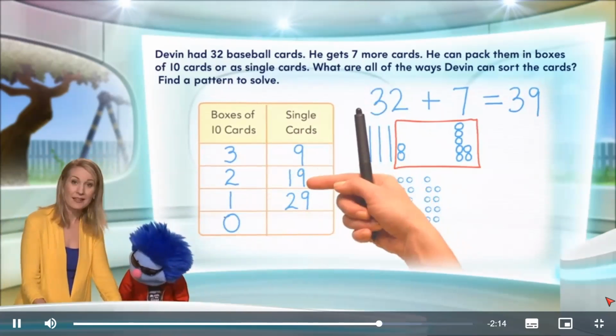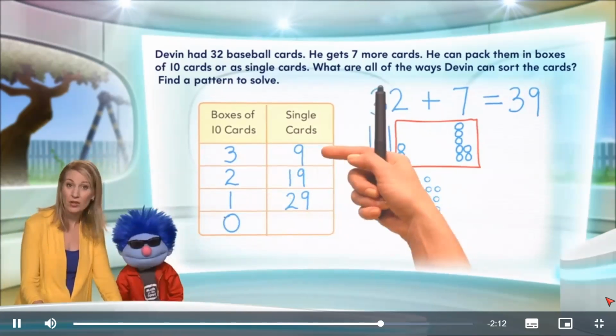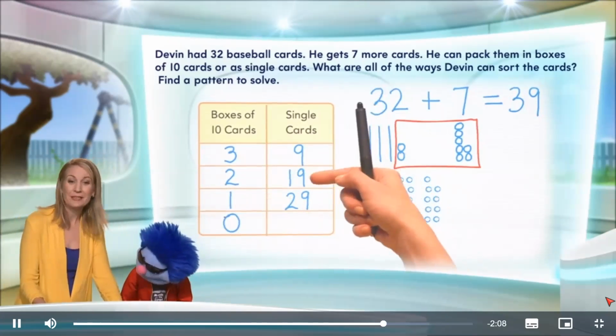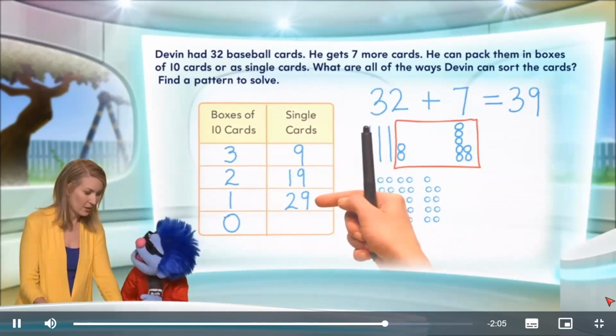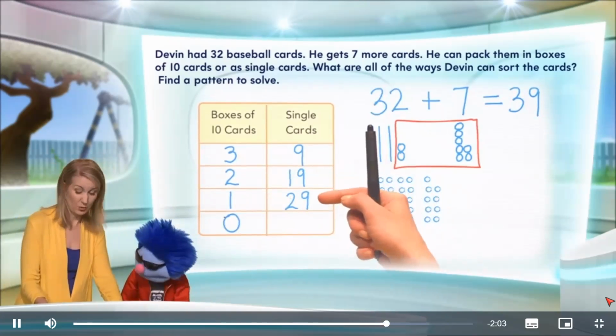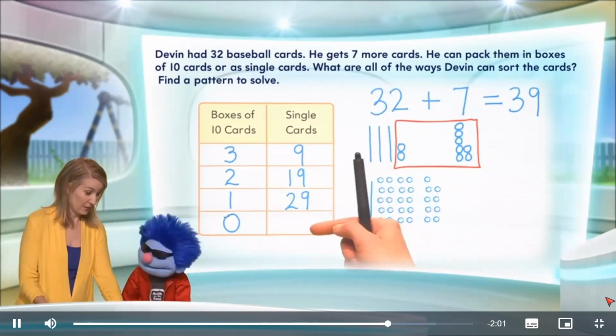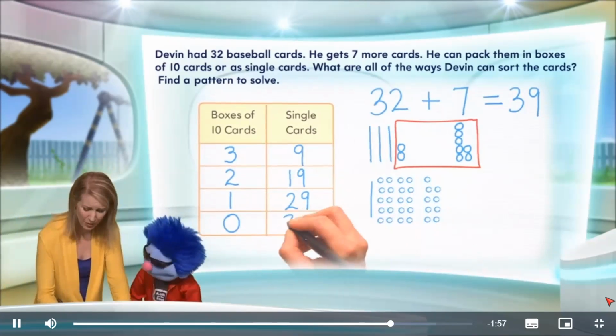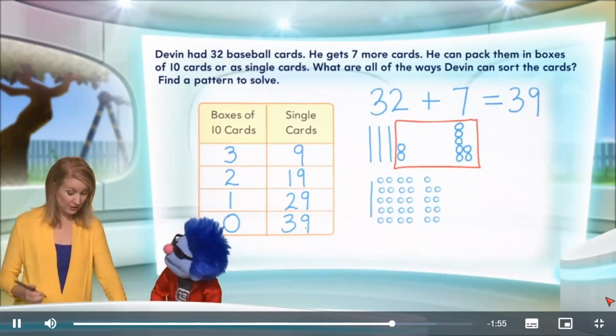Well, how do we get from 9 to 19? It turns out that's 10 more. 9 plus 10 is 19. 19 plus 10 is 29. Can you think, what's 29 plus 10? Well, that would be 39. It would be 39. Oh, you're so good, Joey.